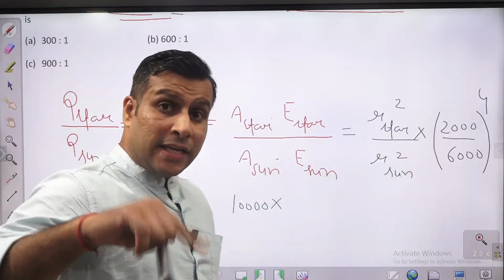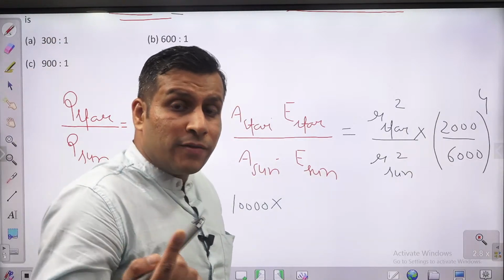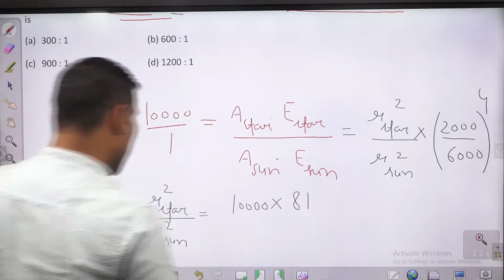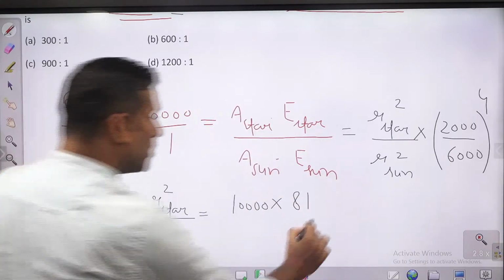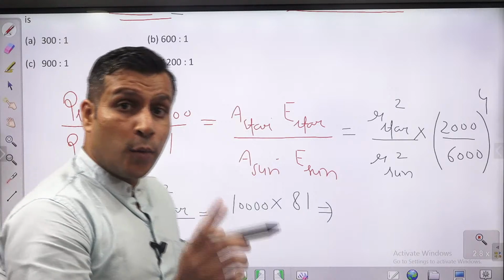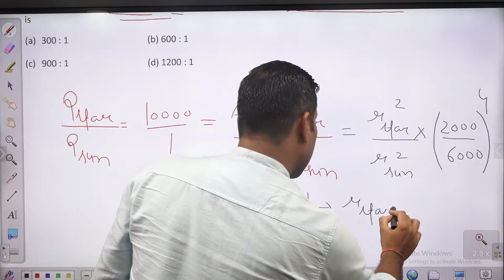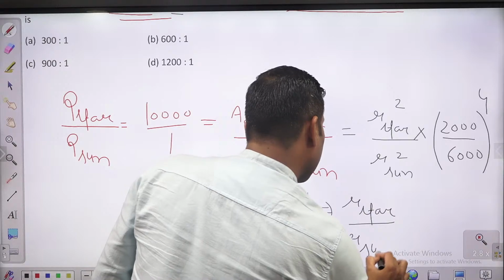Solving this, guys, what will you get? You will get 1 by 3 to the power 4, and 3 to the power 4 will be what? 81. But 81 you need to multiply here. So this is this. Okay. So this is actually a square, guys, but we don't want square. We want the ratio of the radius. So the ratio of the radius means radius of star divided by radius of sun. It is under root of this.